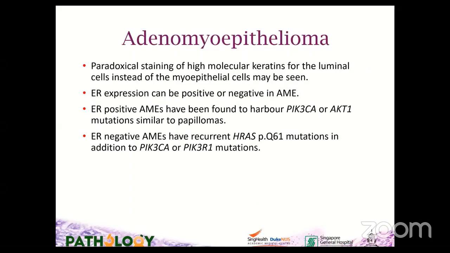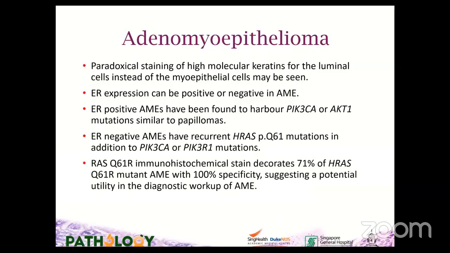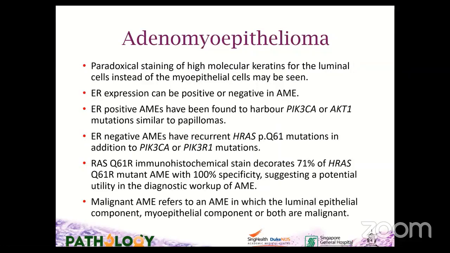ER-positive adenomyoepitheliomas have been found to harbor PIK3CA or AKT1 mutations similar to papillomas, whereas ER-negative adenomyoepitheliomas have recurrent HRAS mutations in addition to PIK3CA or PIK3R1 mutations. RAS immunohistochemical staining decorates about 71% of HRAS mutant adenomyoepitheliomas with 100% specificity, suggesting a potential utility of this immunohistochemical stain in the diagnostic workup of adenomyoepitheliomas.